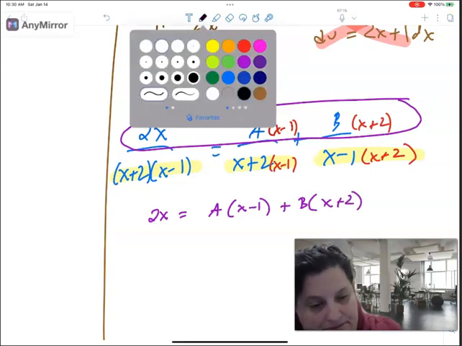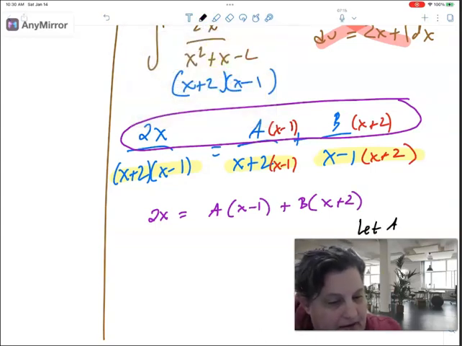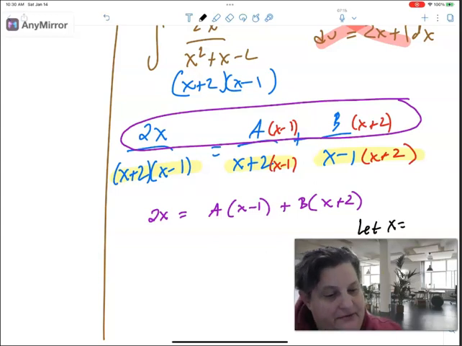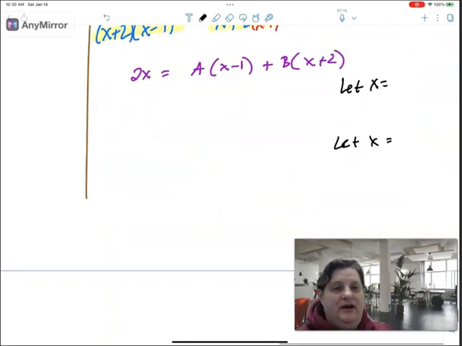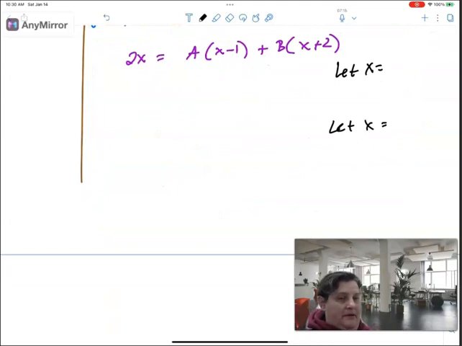And then I'm going to let x equal something to get rid of the A, and let x equal something to get rid of the B. So see if you guys can do that. Pause the video real quick maybe and see if you can find A and B algebraically, okay?